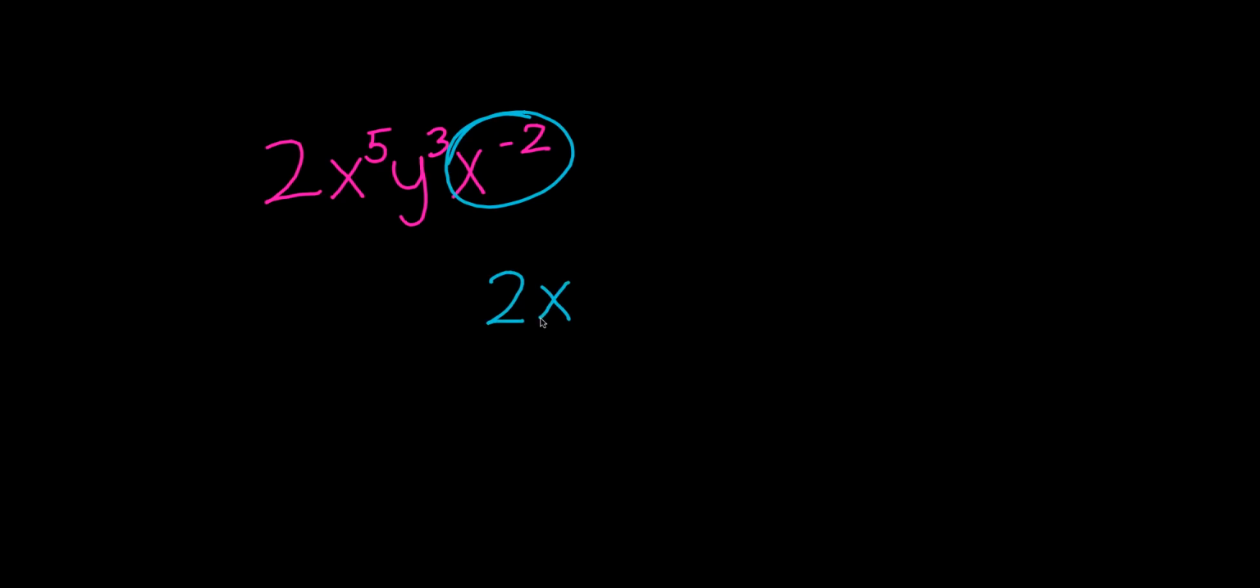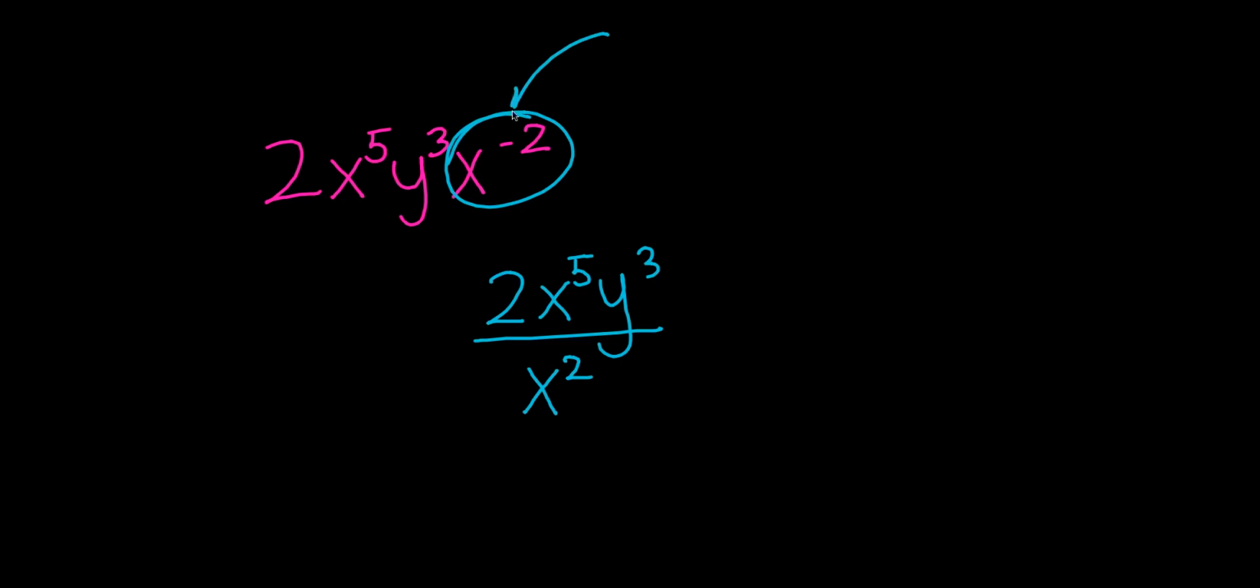Something like 2x to the 5th, y to the 3rd, x to the negative 2, let's say. So the only thing that's different in this question is this guy right here. And that just means that instead of multiplying by x twice, we're actually going to divide by it twice. And so when we rewrite this expression, instead of writing x to the negative 2, we're just going to write it on the bottom of the fraction. We're going to say divide by those two x's. Instead of multiplying by them, we're dividing by them because the exponent is negative.